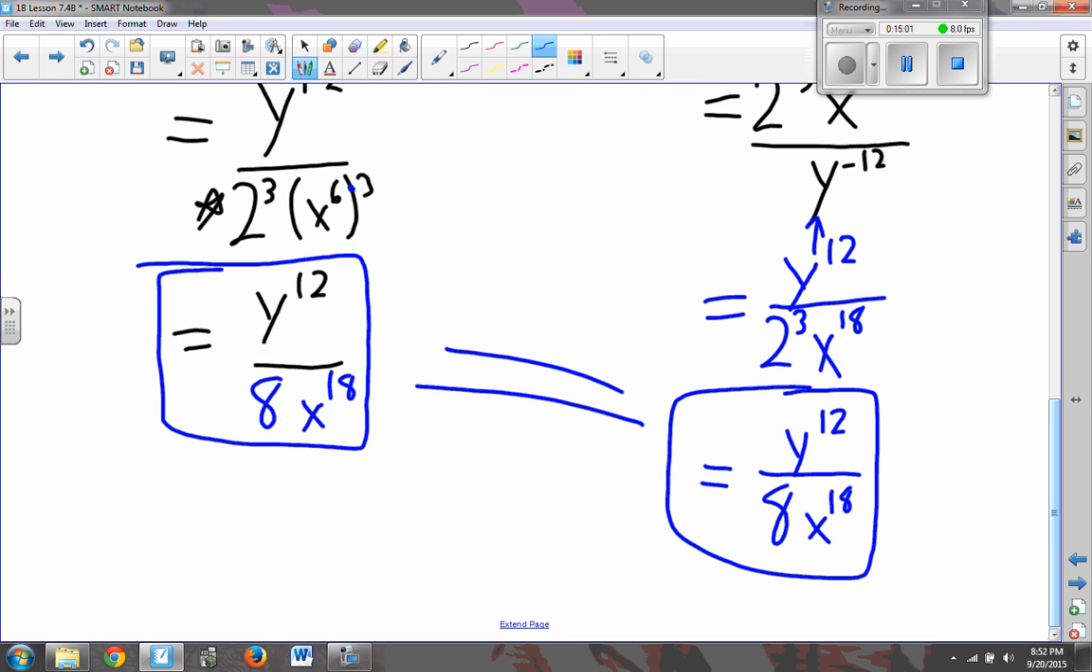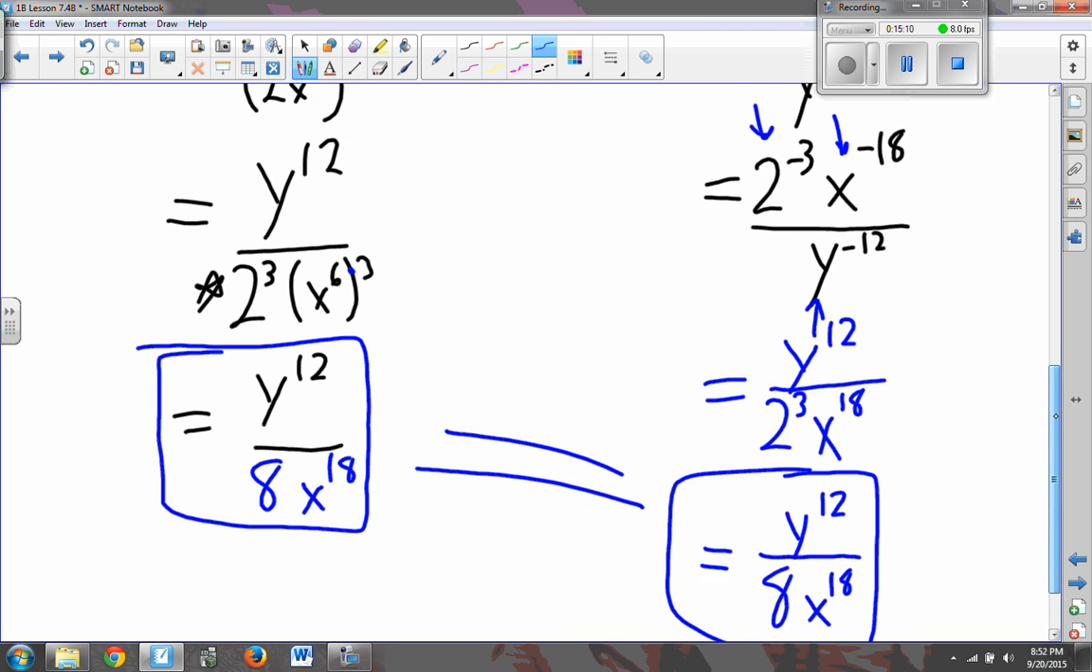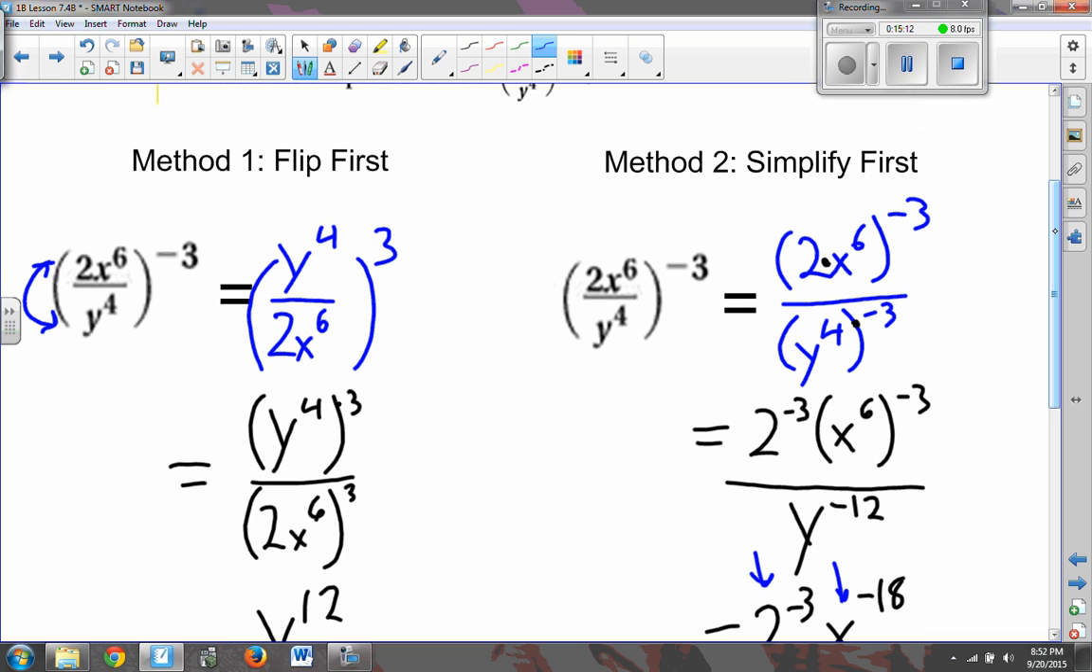Those two things are exactly identical, which is good. So our two methods both work. You can choose either one you want, the flipping first or the simplifying first. Flip first, simplify first, either one you want. I suggest that one, but if you like the simplify first, please feel free to use it. That's no problem at all. All right? If you have questions about either of those methods, please ask me tomorrow in class.